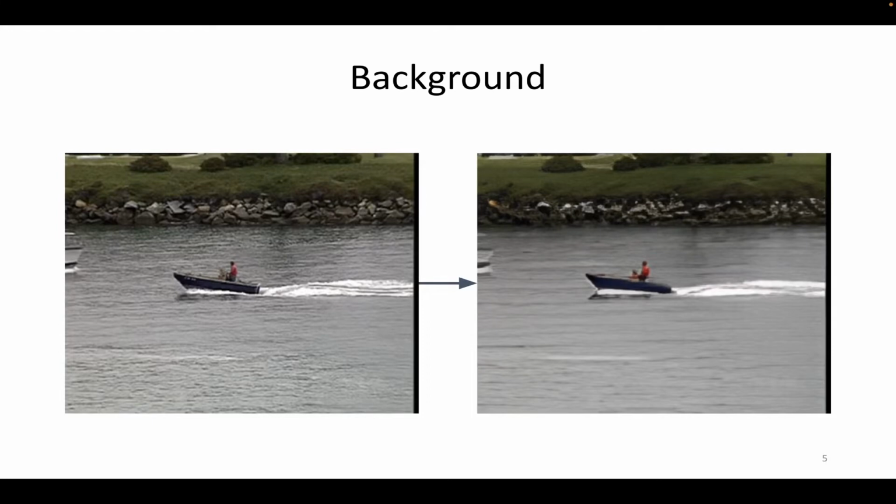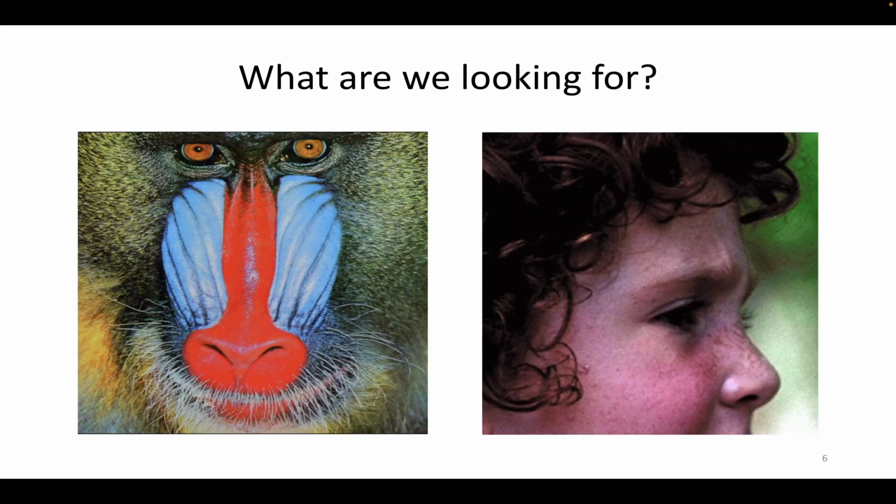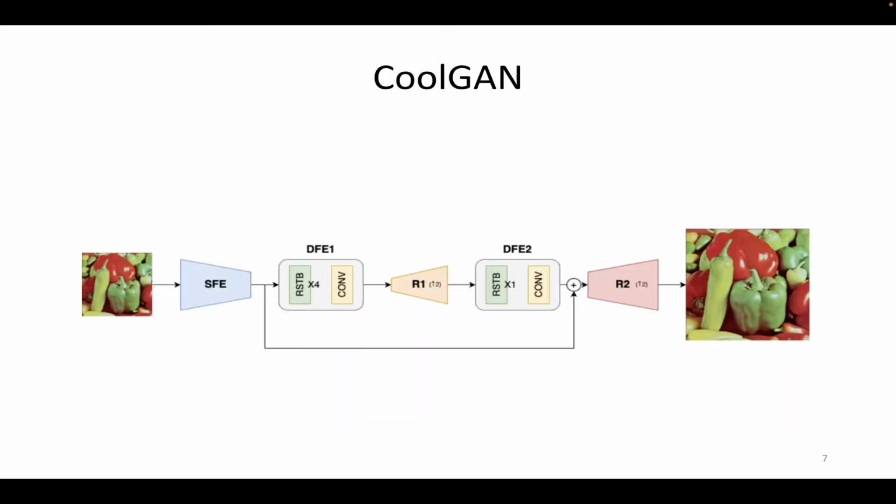We can see in this example that while the second image is quite sharp overall, grainy details from the water are smoothed out. So what are we looking for? Our goal is to consistently produce sharper, more detailed, and more realistic images. To achieve these goals, we propose a new GAN-based super-resolution method.